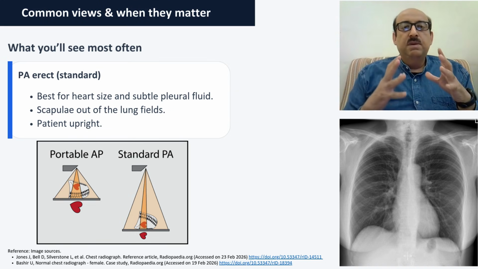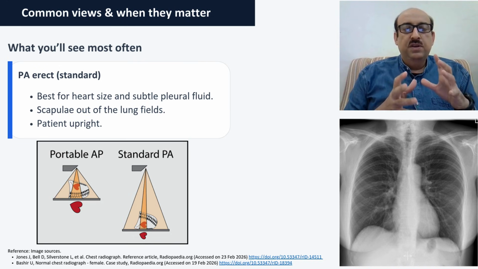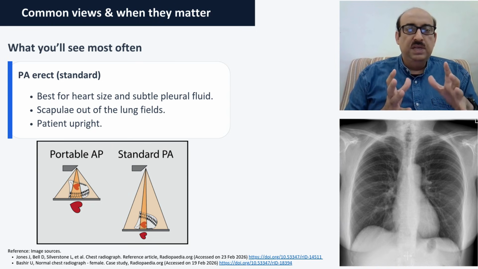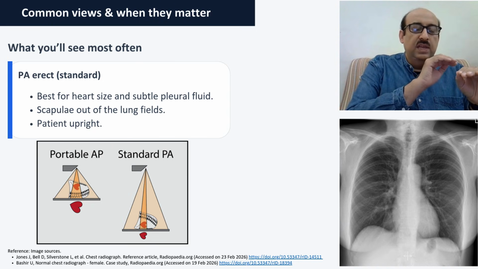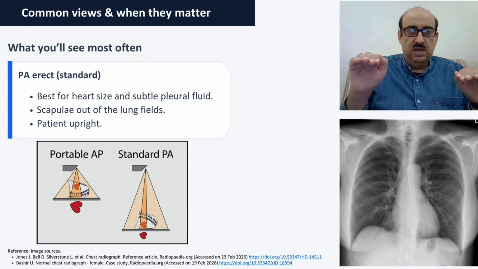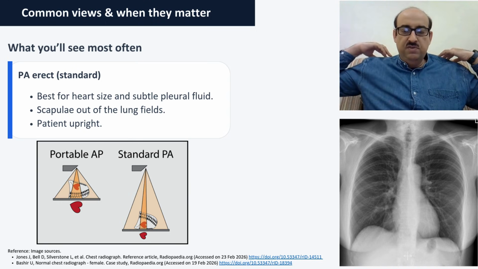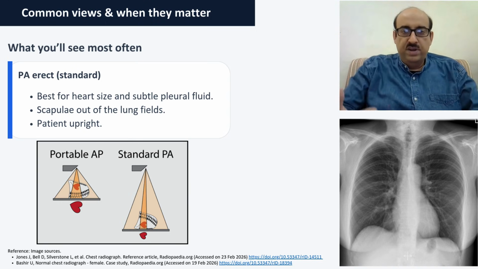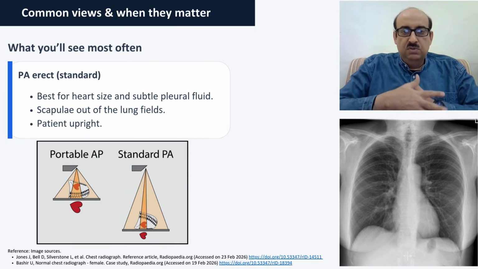So please remember the PA, which is posterior anterior, or AP, anterior posterior. So what does it mean? We are talking about the way the radiations are traveling. Please remember that. So posterior anterior, the radiations are traveling from behind the patient to the front, and the film is placed opposite to the radiation source.